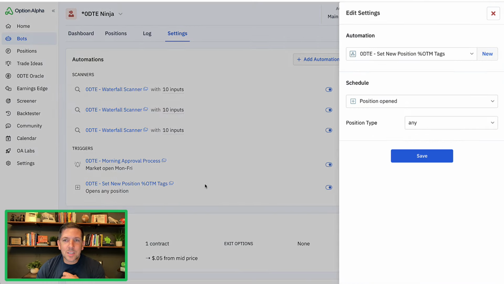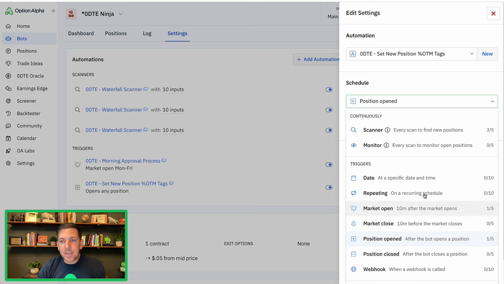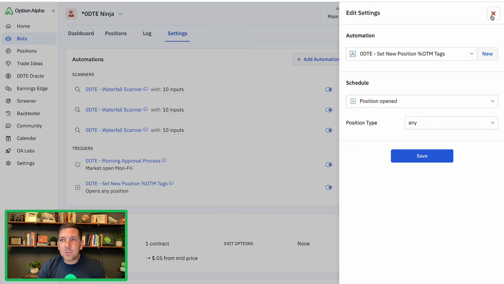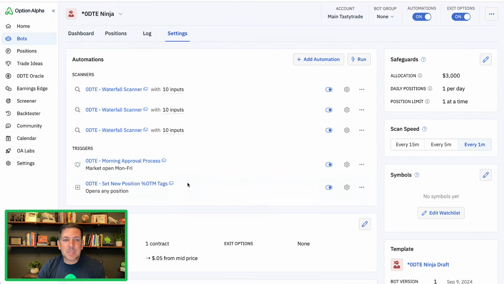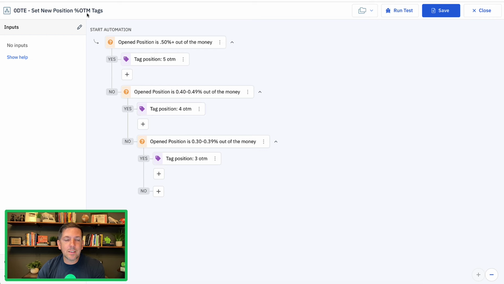But again, I use this automation which runs anytime a position is opened in the bot. So it does not run continuously. It is just triggered by a position opening. That's it. So as soon as a position is opened, boom, this automation runs immediately that the position is opened, and it runs one time. And what I do inside of this automation is I'm setting the new position tags for how far out of the money the position is.